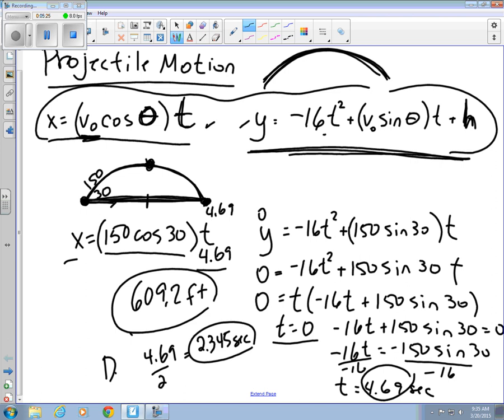If you wanted to know exactly how high it was at that point, which it's not asking, but if this is 2.345 seconds, to find the height, couldn't you just put that in right here for the t's? And once you get the t's in there, then you can figure out exactly what the y is. If you just feel like doing that, I think you get like 87.9 feet or something like that.